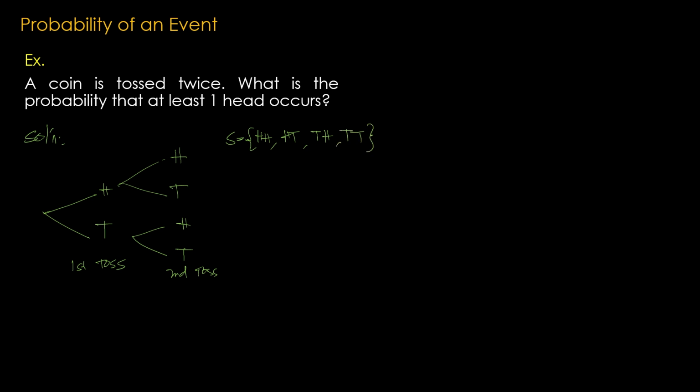The question is, what is the probability of getting at least one head, or at least one head occurs? How many points in our sample space have a head? That would be this one, and this one. Therefore, the probability of selecting at least one head should be the outcomes which correspond to your event, that would be 3, divided by the total number of your possible outcomes, that would be 4. So the probability of getting at least one head should be equal to 3/4.